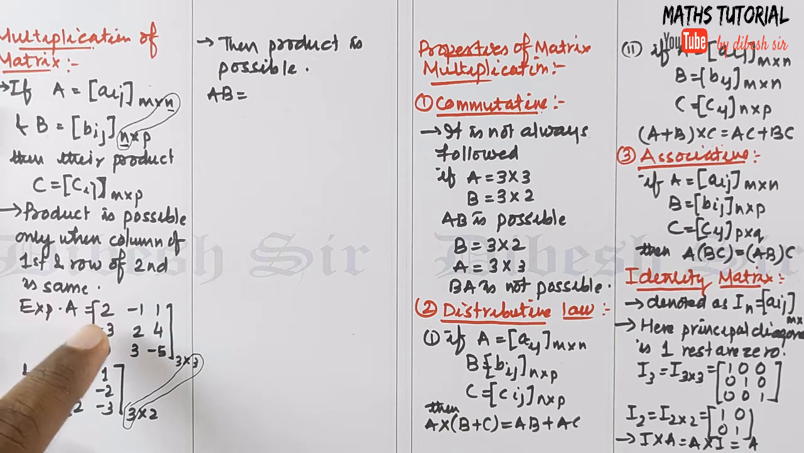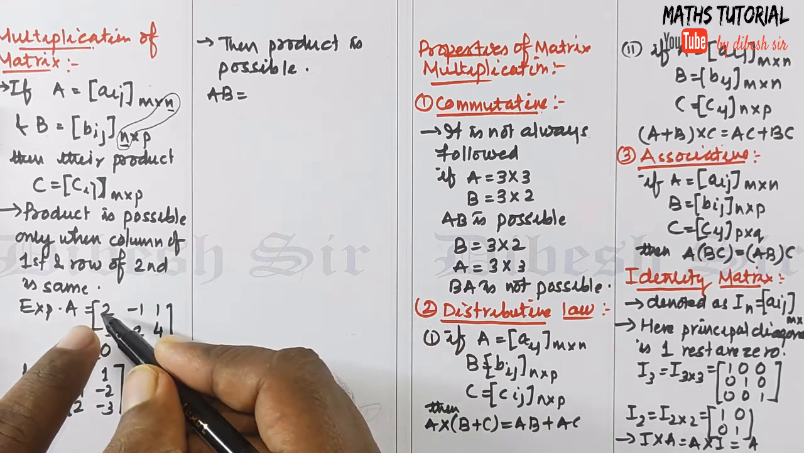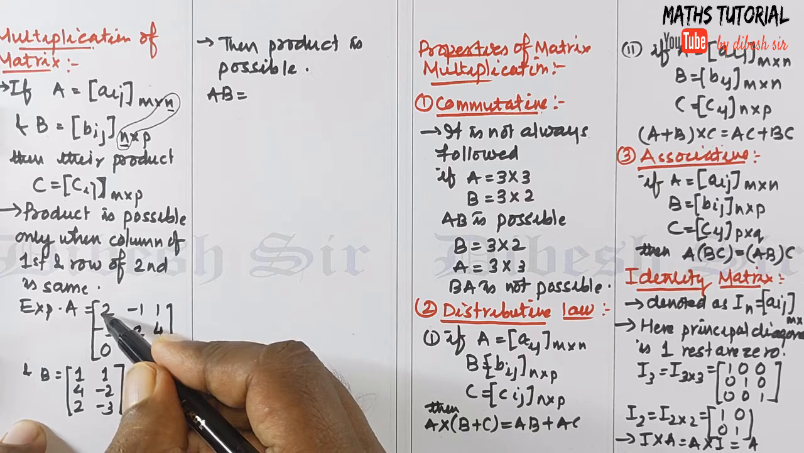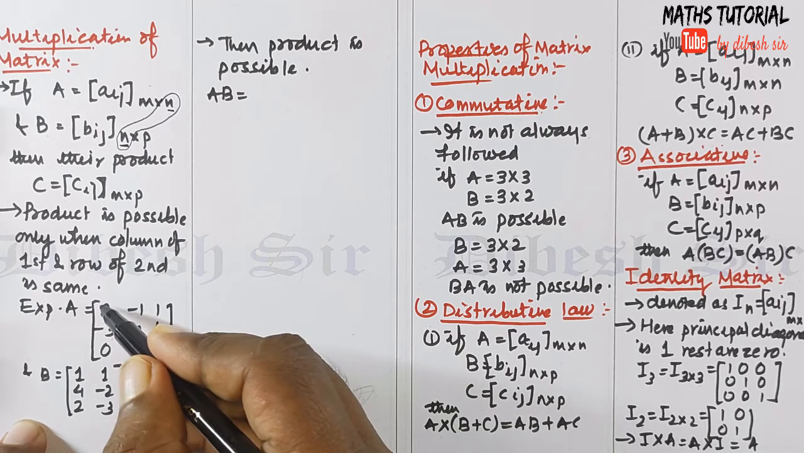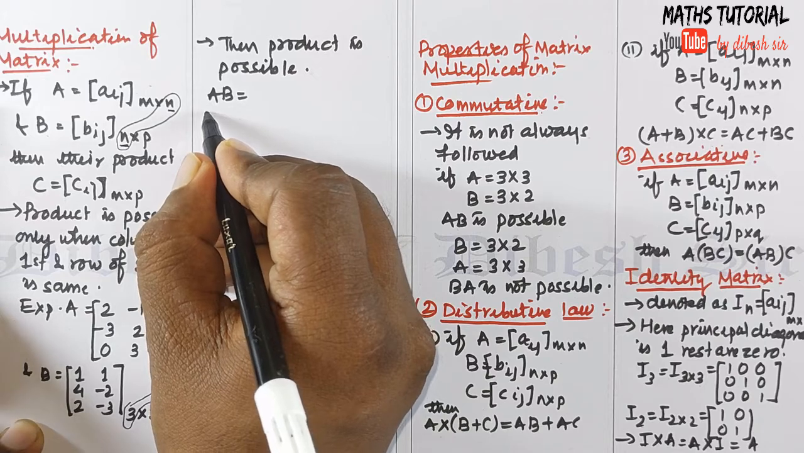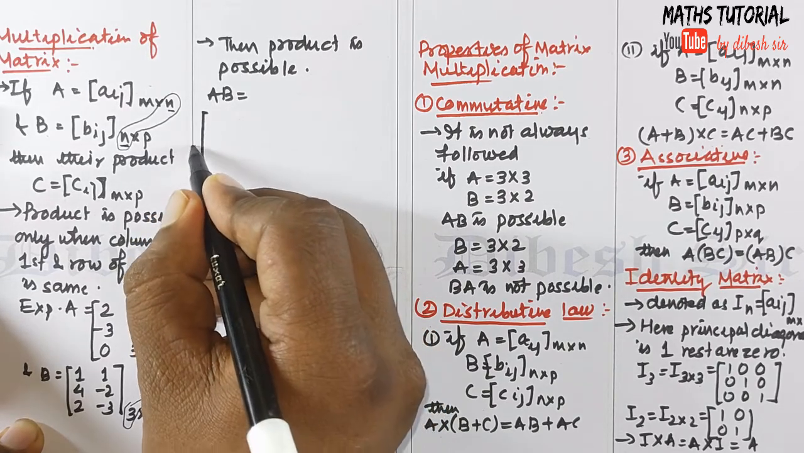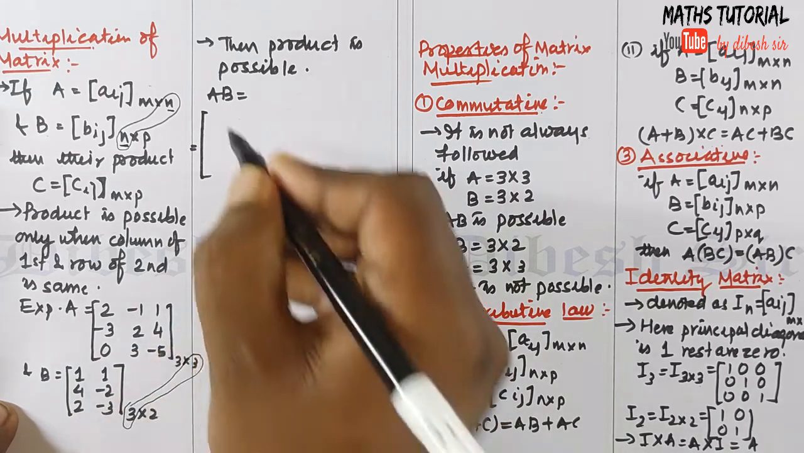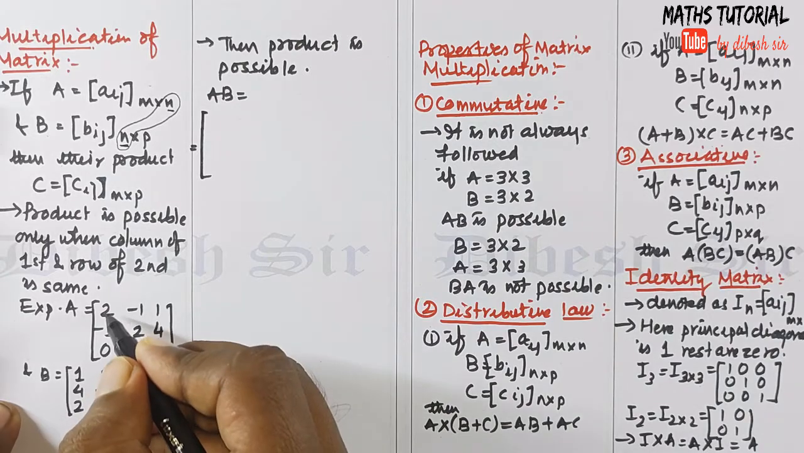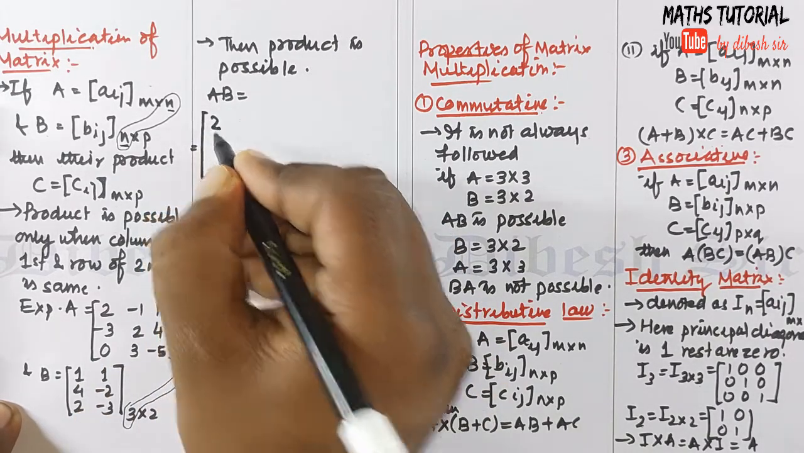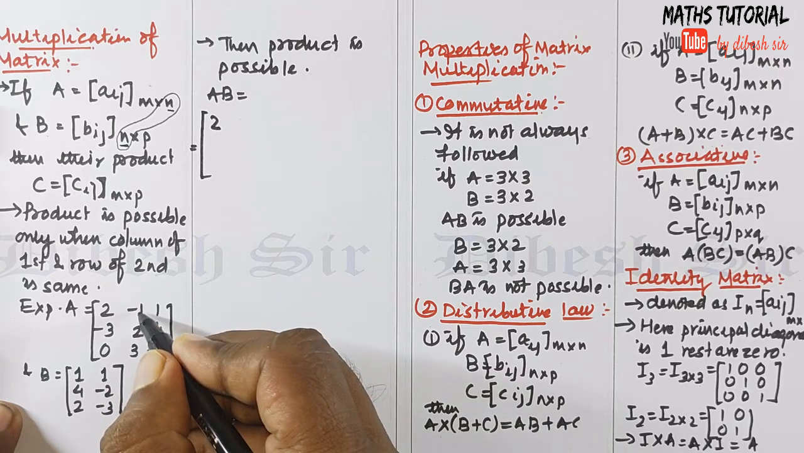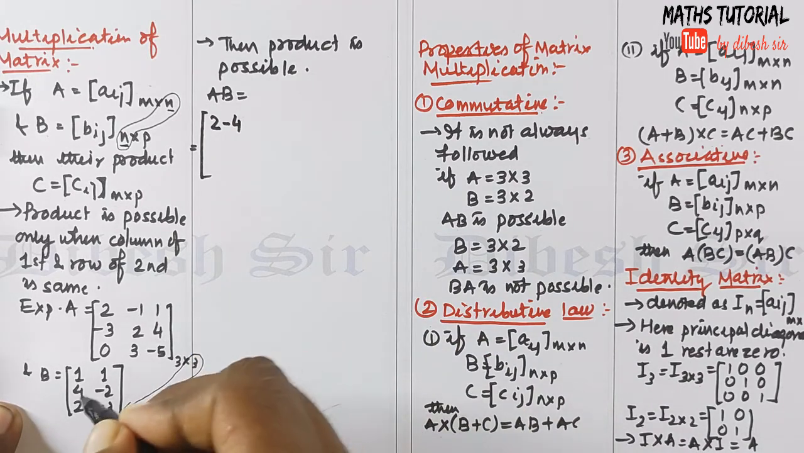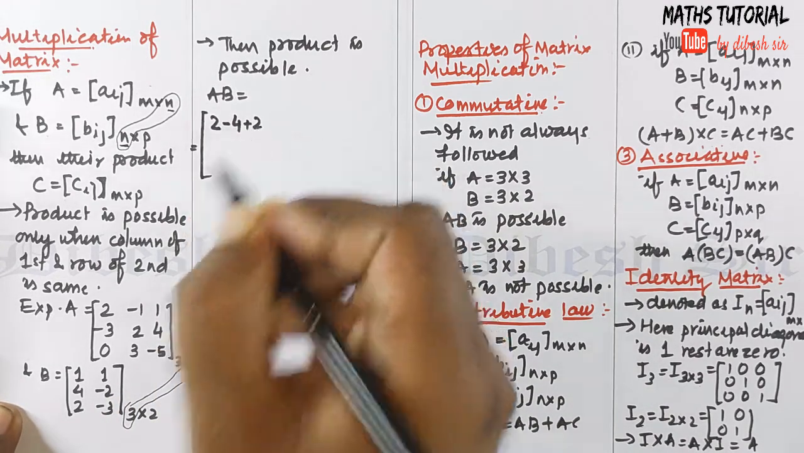See how it is found. You have to multiply this row with this column. Remember that, this row with this column and place it in the first place. It looks very complicated but it is very easy, but you have to remember this: first row with first column and place it in first place. So 2 ones are 2, plus minus 1 into 4, that is minus 4, then 1 into 2, plus 2. Understood?